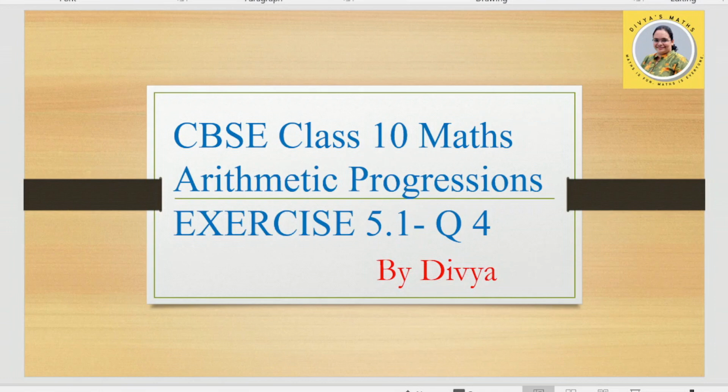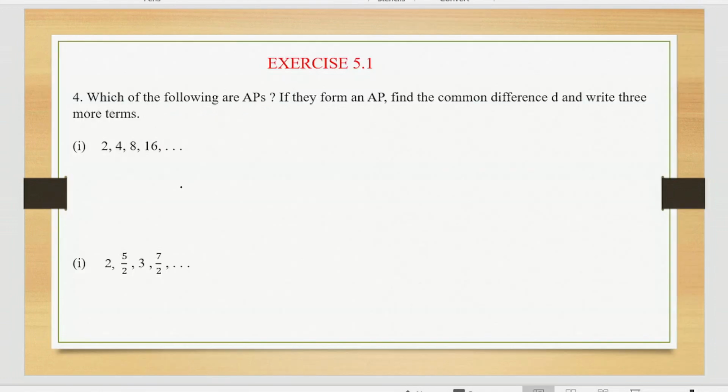So let's get started. Let us see the next question, which is question number 4. Which of the following are AP? If they form an AP, find the common difference and write 3 more terms. So he has given us a few lists of numbers. We need to check whether these numbers form an AP. If they are AP, we need to find the common difference and write 3 more terms of the AP. Okay, so let us see the first question.